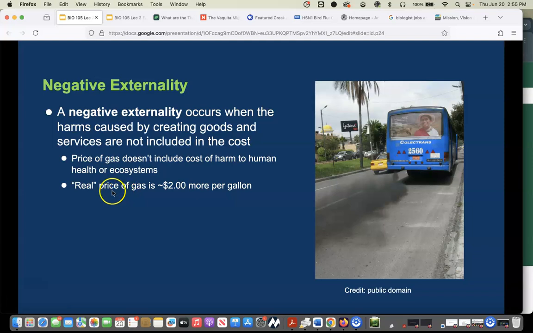So the real price of gas should be about $2 more per gallon than it is, to include the actual harm that is caused by the use of that resource. So again, negative externalities are often a problem. For example, overfishing or overuse of land resources and pollution are often not included in the overall cost of something.